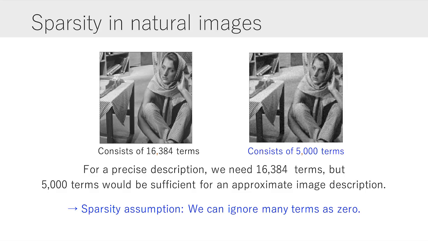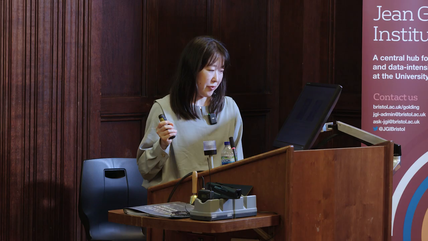Here, I compare these two figures. The left figure is the original figure, namely, it consists of all our Fourier components. But in the right figure, we only use 5,000 of the Fourier components, so we only use 30% of the Fourier components. Comparing these two figures, they are almost the same. The resolution of the right figure is slightly lower than the original image, but we can identify what is drawn in this figure. So this is the basis for sparse estimation. For a precise description, we need all of the components. But in this case, 30% would be sufficient for an approximate description of the image.